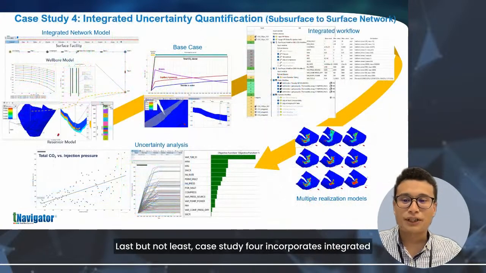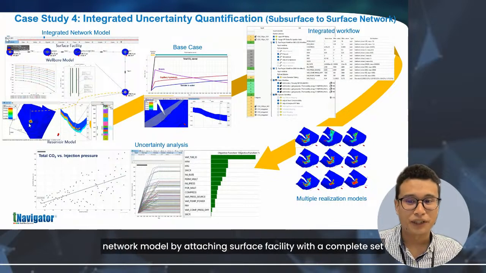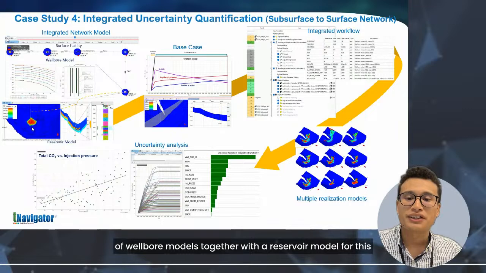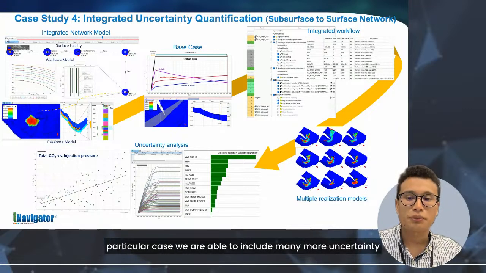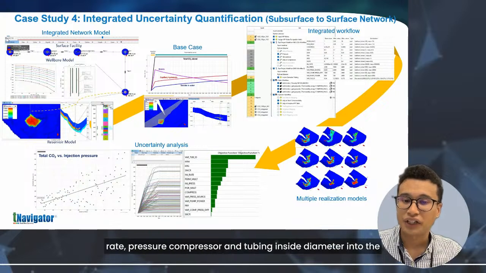Last but not least, case study 4 incorporates an integrated network model by attaching surface facilities with a complete set of wellbore models together with a reservoir model. For this particular case, we are able to include many more uncertainty parameters, especially the surface constraints, such as injection rate, pressure, compressor, and tubing inside diameter, into the case study.